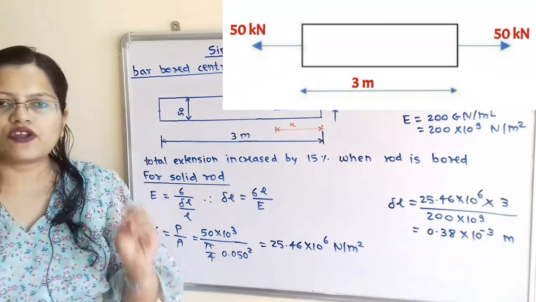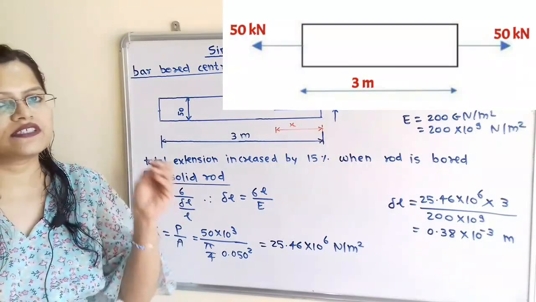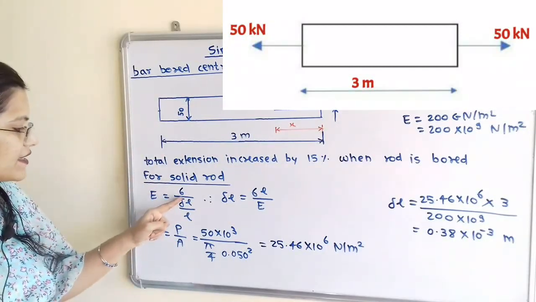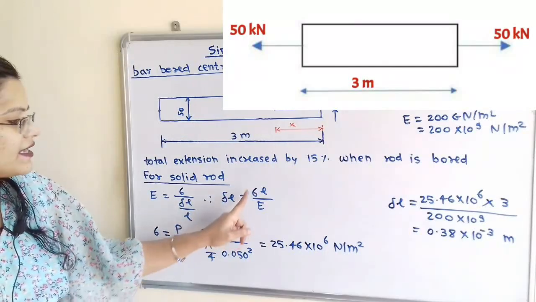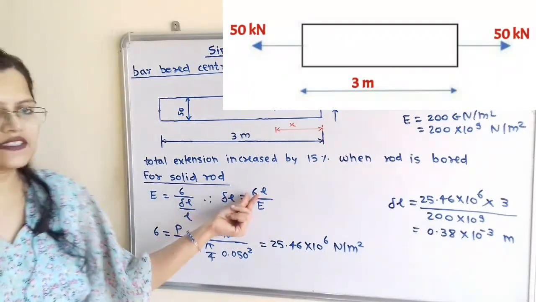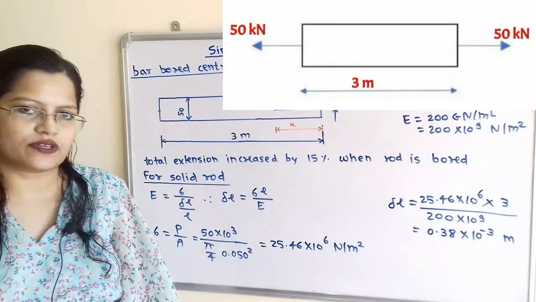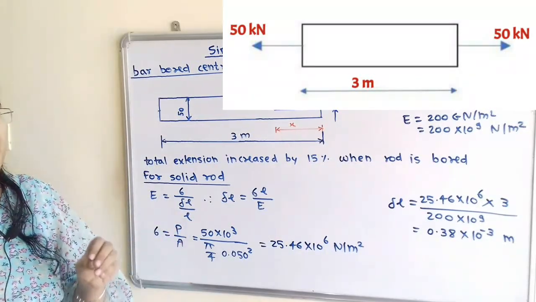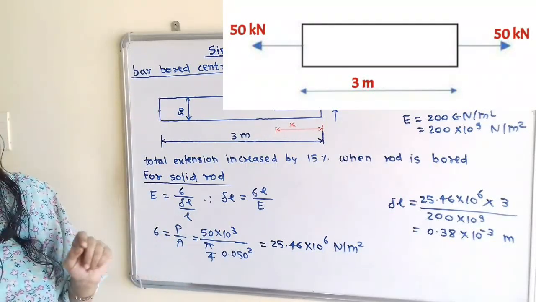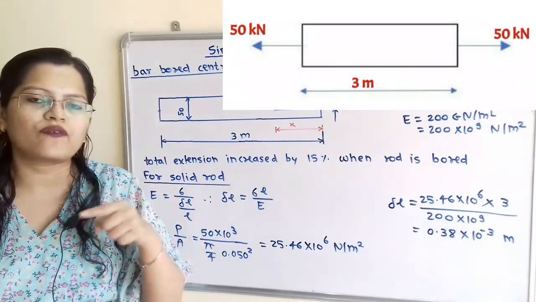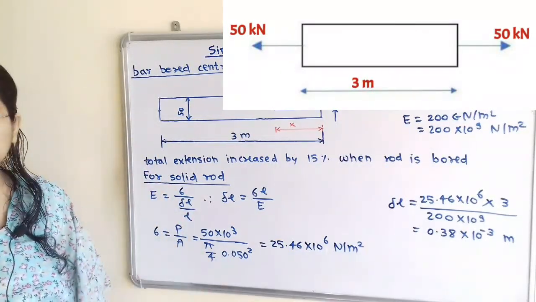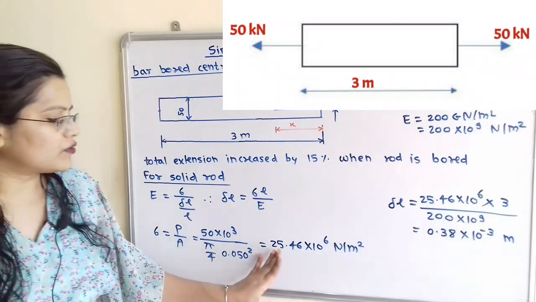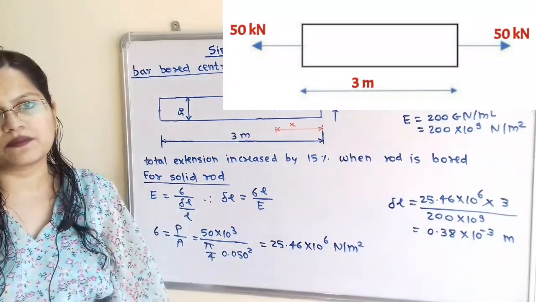Now we will find the value of delta L, that is, for the solid rod what the extension is. So we have the formula E is equal to stress by strain, that is, sigma divided by delta L by L, and therefore delta L is equal to sigma L by E. So sigma is stress, and we have to find the stress for the solid rod. It has the formula P by A. P is the applied tensile force, 50 into 10 raised to 3, and A is the cross sectional area. For 50 millimeter diameter, the cross sectional area is pi by 4 d square, where d is in meter, that is 0.050 square. So when we calculate, sigma is equal to 25.46 into 10 raised to 6 Newton per meter square.